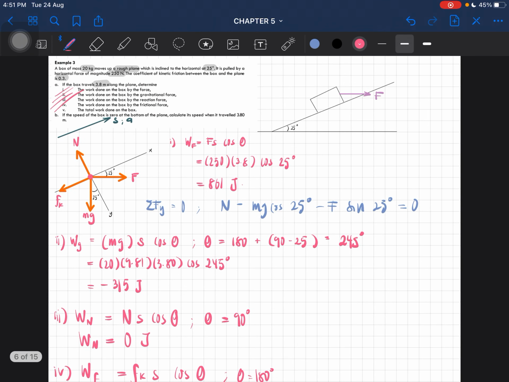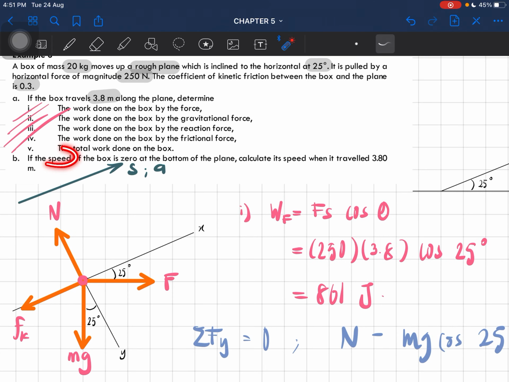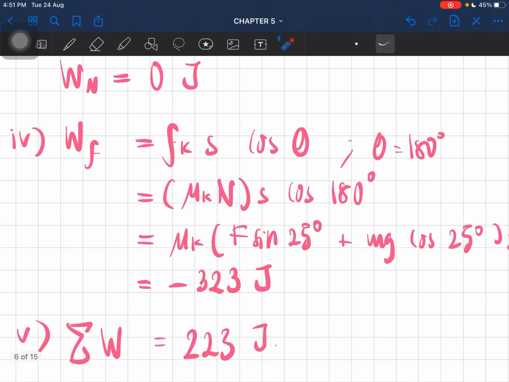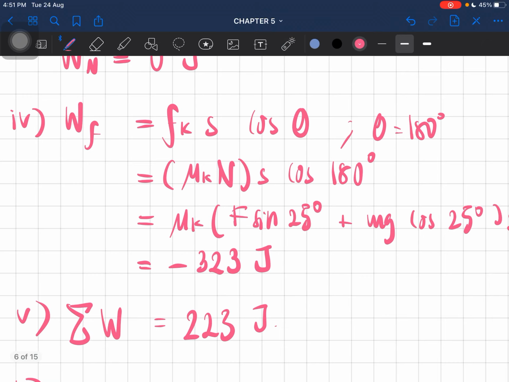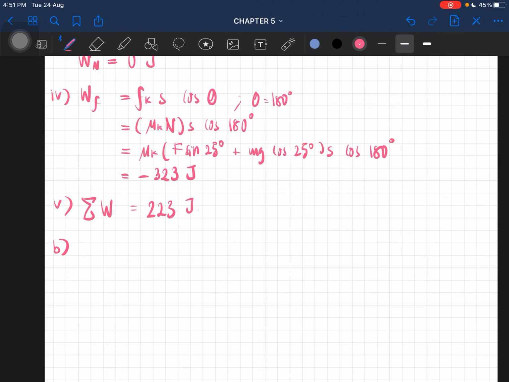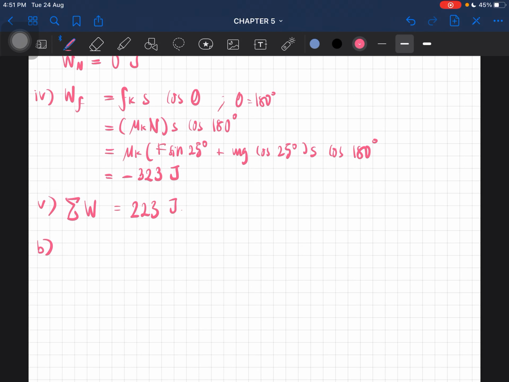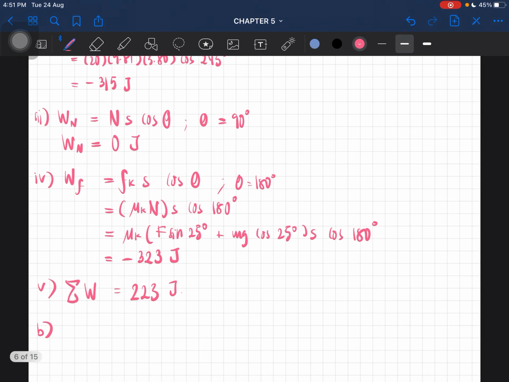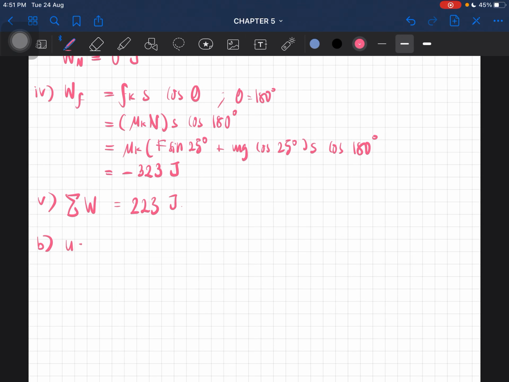Now what do we have to find? We have to find, if the speed of the box is 0 at the bottom of the plane, calculate its speed when it has traveled 3.8 meters. So for this one, we have to use chapter 2 knowledge. We have been given that the initial velocity is equal to 0. It starts from rest.